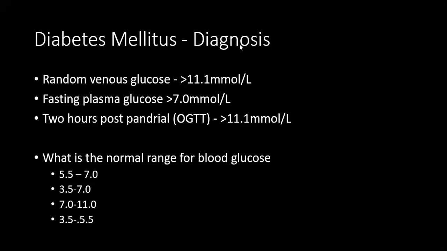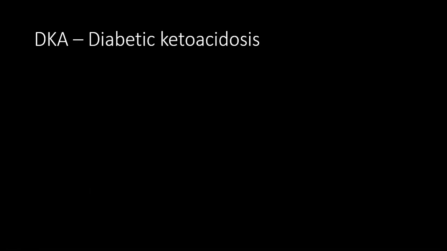So another poll. What is the normal range for blood glucose? A, B, C, or D? 5.5 to 7, 3.5 to 7, 7 to 11, or 3.5 to 5.5? Okay, it is actually 3.5 to 5.5. Okay, well done. So I will speak about diabetic ketoacidosis really quickly.